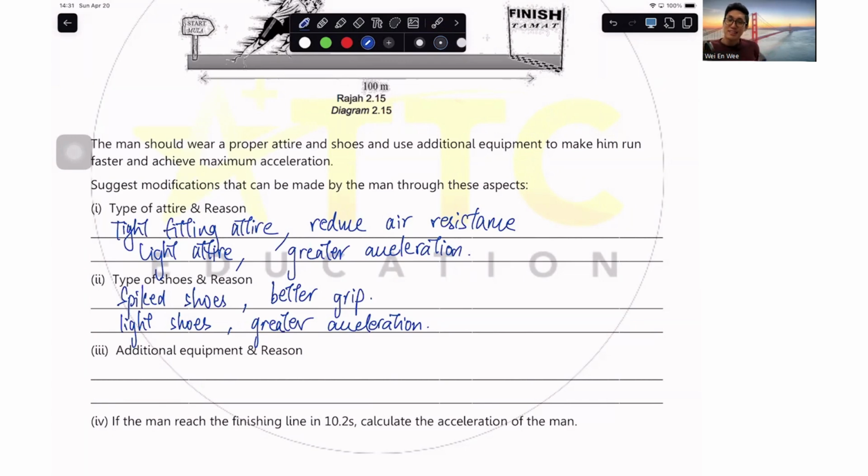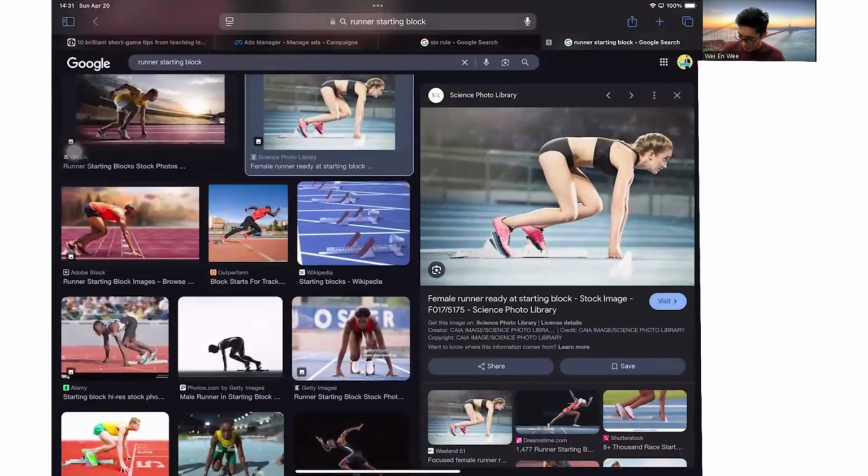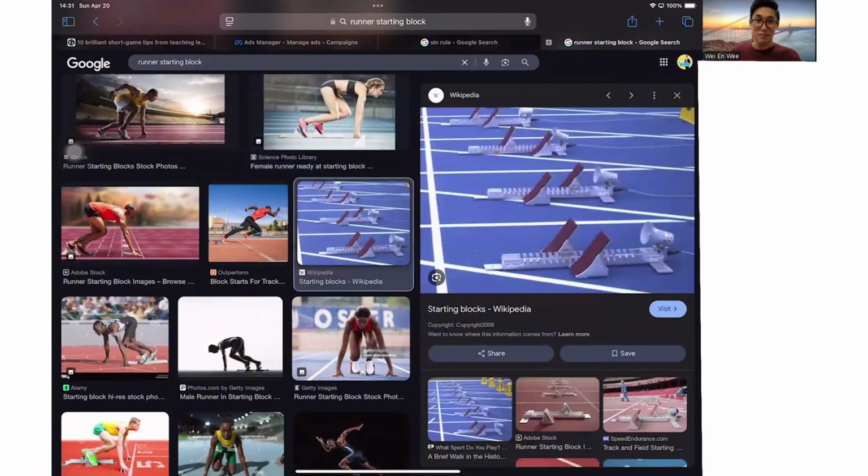Now, additional equipment. I don't know whether you all know this or not, but if you ever see people running, they always have this thing at the back. 100 plus. 100 plus is additional equipment. Wow, very good. Milo also can. Milo, what is the slogan for Milo? Something like unleash a champion or something. Milo and 100 plus.